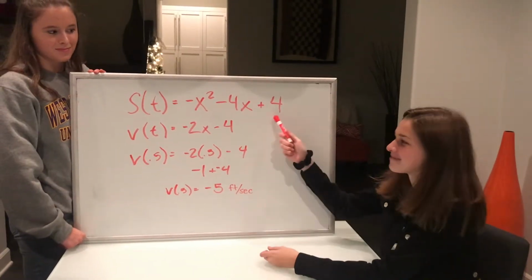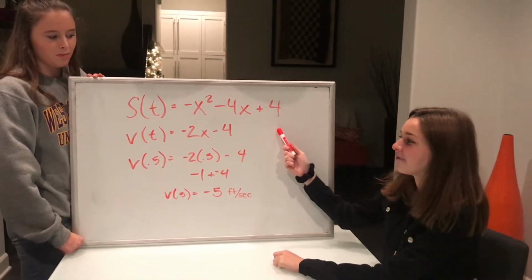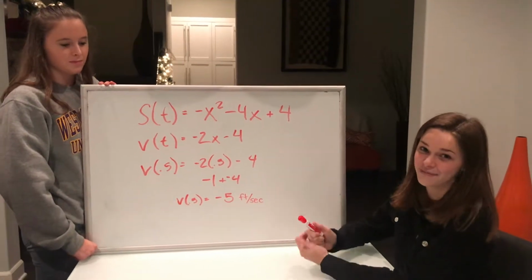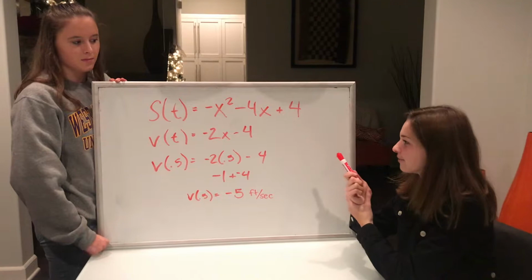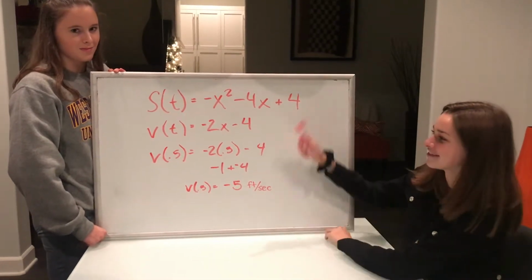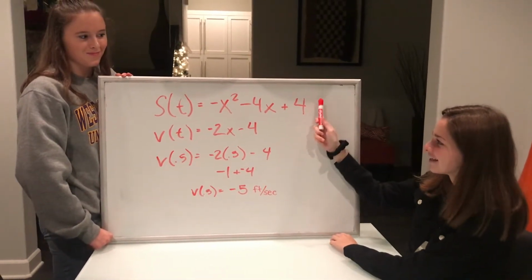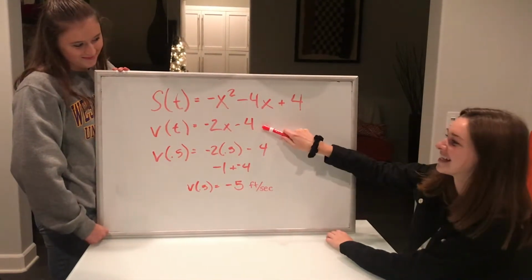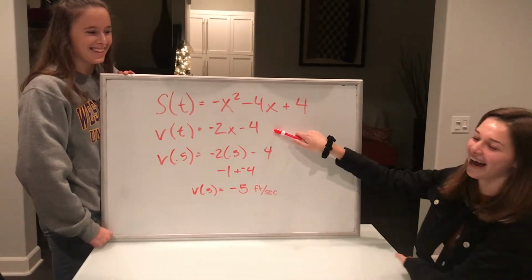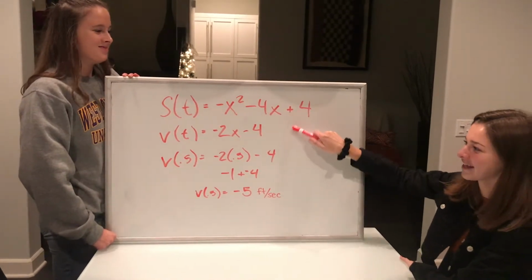Alright, so we have our position vector right here, and we want to know how fast it's going at 0.5 seconds. So first you have to get your velocity equation. To do that, you take the derivative of the position using the exponent rule. So this is your velocity equation after taking the derivative of this.